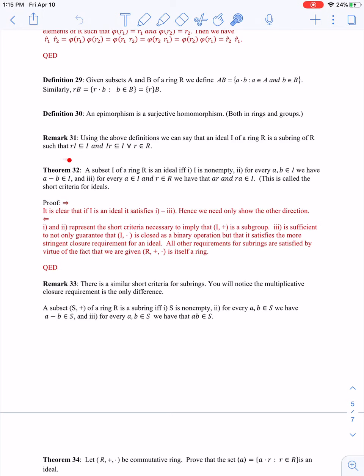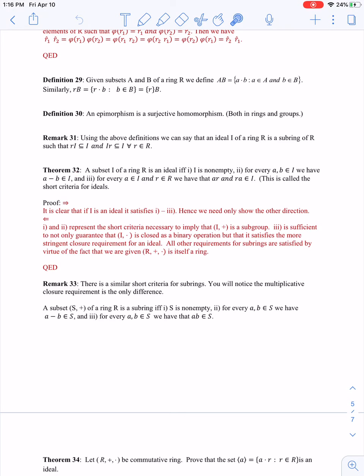All right, now let's go to Theorem 32. And Theorem 32 gives us the short criteria for ideals. Now you'll remember we had a short criteria for subgroups, and so this extends that concept because an ideal, remember, is a subring, and if it's a subring, it's got to be a subgroup, right? So here's the short criteria for ideals. And this theorem proves that it works.